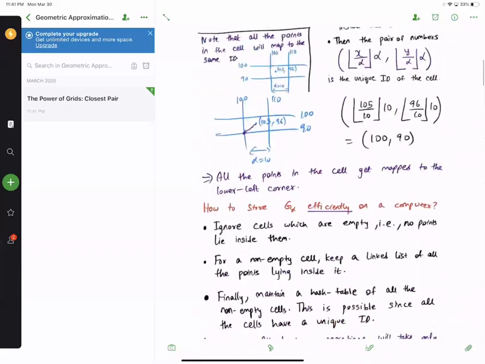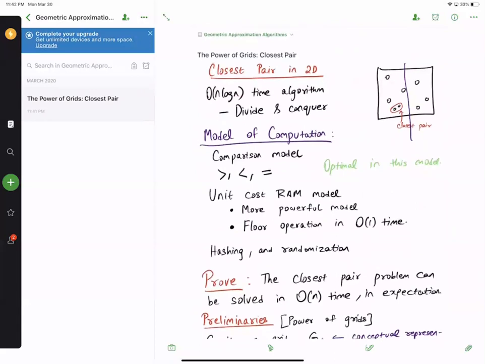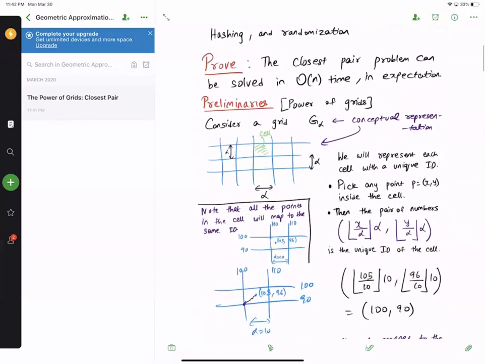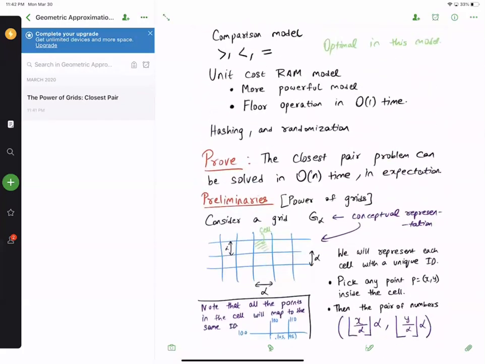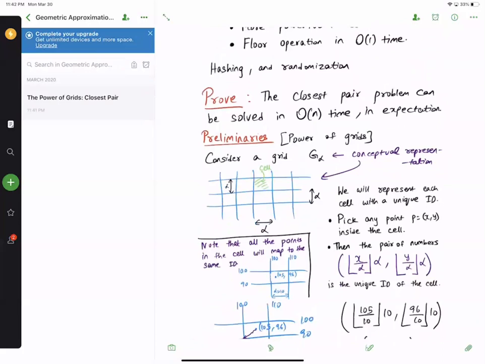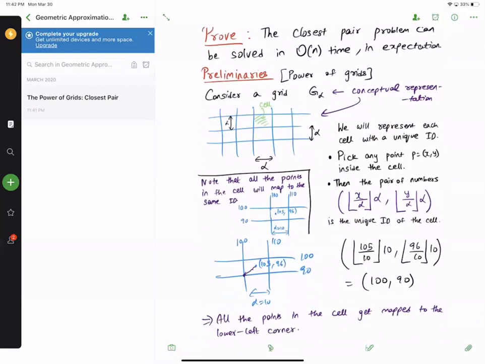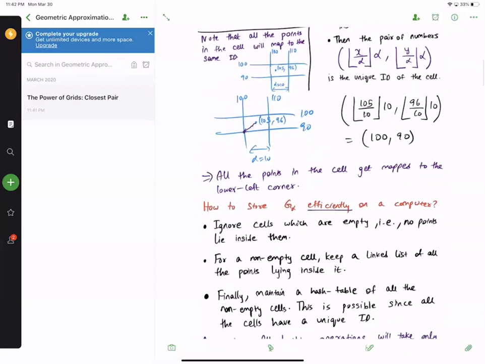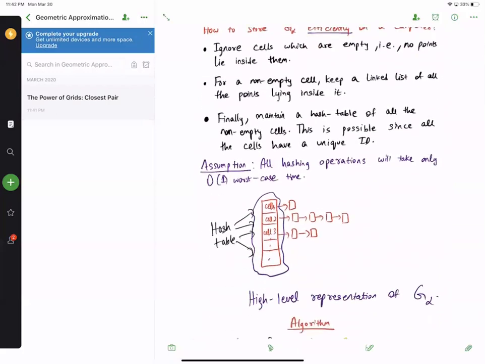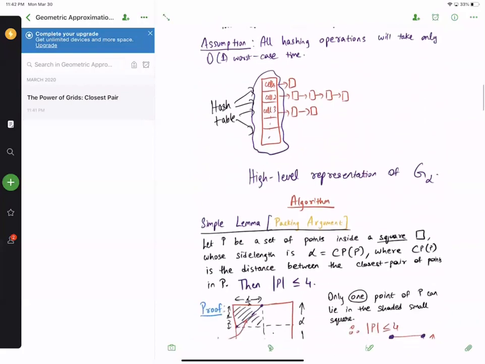So let's quickly recap what happened. We wanted to solve this closest pair problem in the more powerful model of computation, and we wanted to use hashing and randomization. Using all these operations, we wanted to show that we can solve this problem in order n time. Then we introduced this notion of grids, a very simple idea. We showed a simple way to represent them in a data structure and said that all these standard operations can be done in constant time.